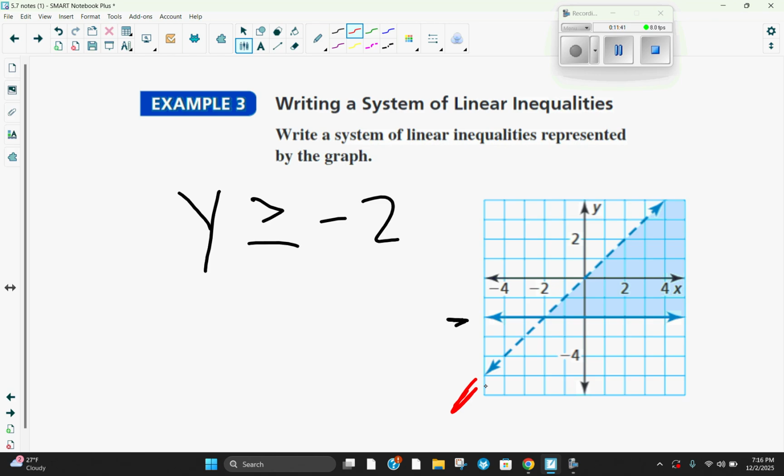and so I'm going to go y, it's below, so it's less than. It's dotted, so it doesn't have the equal sign. It has a slope of 1, so it's just x, 1x, and then the y-intercept was 0, so it's just that. That's your 2 equations. That's your system. That's really all you're doing. Okay, so let's practice that a couple times.